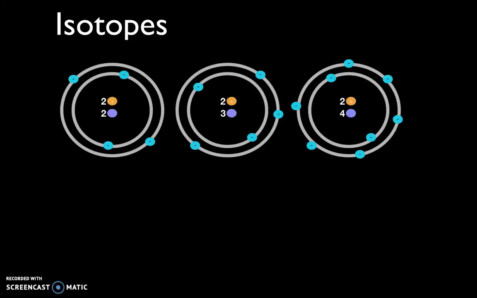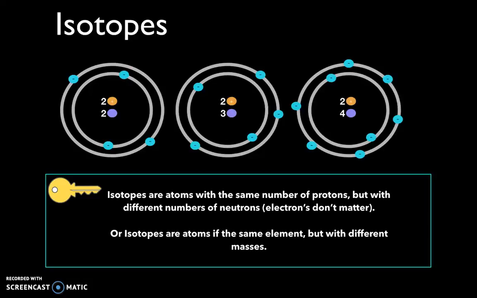If we revisit our 3 atoms of helium, we can state that isotopes are atoms with different numbers of neutrons, but the same number of protons. And like we said, our electrons really don't matter. You can also define isotopes in another way: isotopes are atoms of the same element, but with different masses.